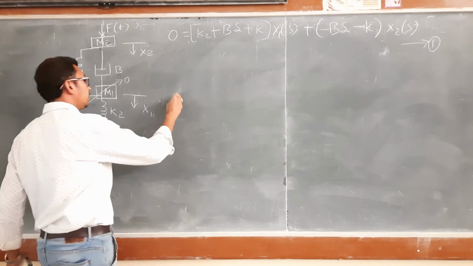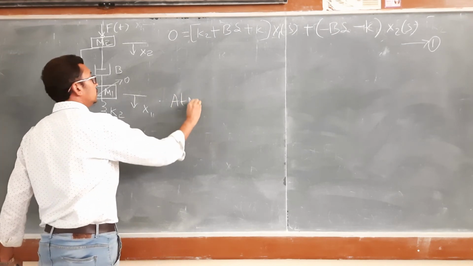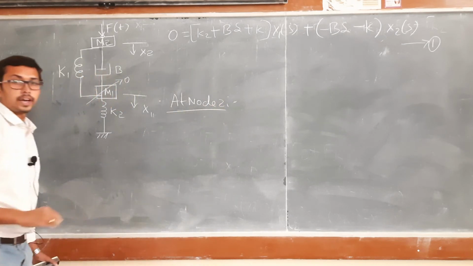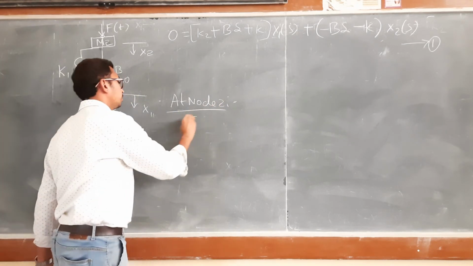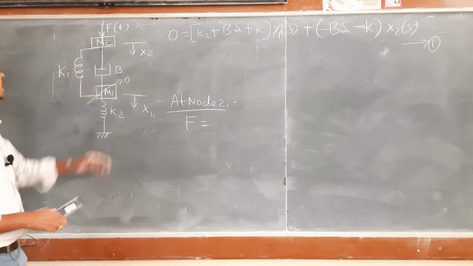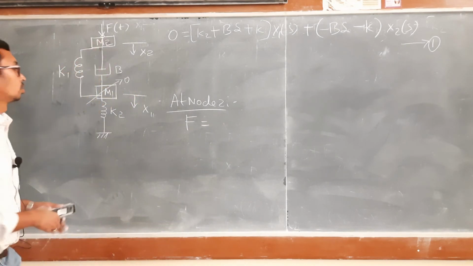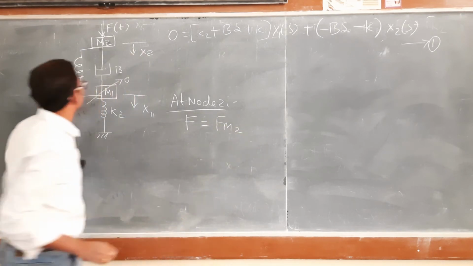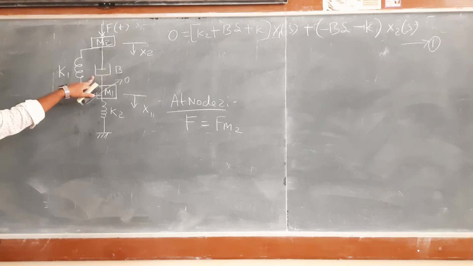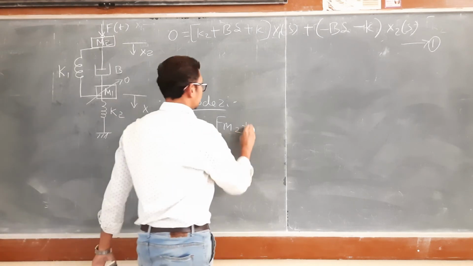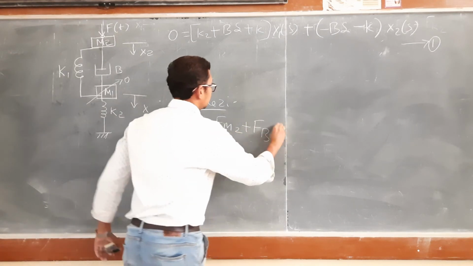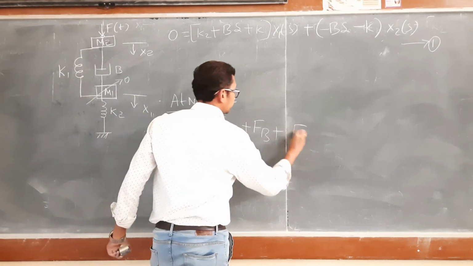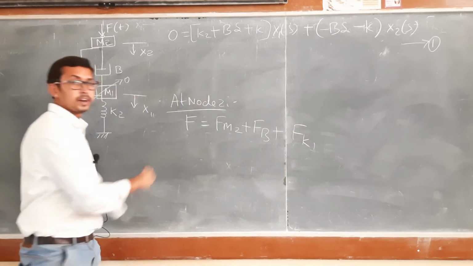Okay, at node 2, what are the things we have? Applied force F is equal to the opposing forces. What are the opposing forces we have at node number 2? We have the mass force F of m2, plus the damper force F of B, plus F of K1. So there is an applied force.